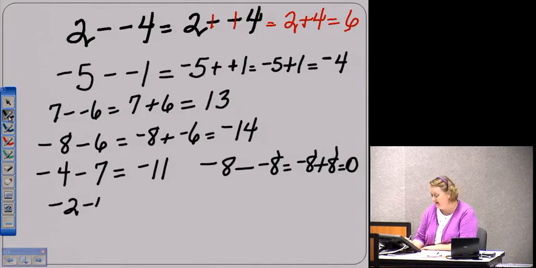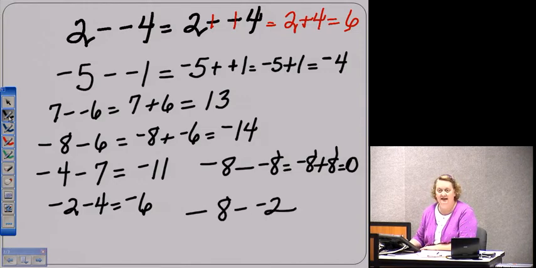-2 subtract 4. The signs are the same. Subtract and keep the sign. -8 subtract a -2. Again, those double signs. -8 plus 2. The signs are different. Subtract. Keep the sign of the stronger number.